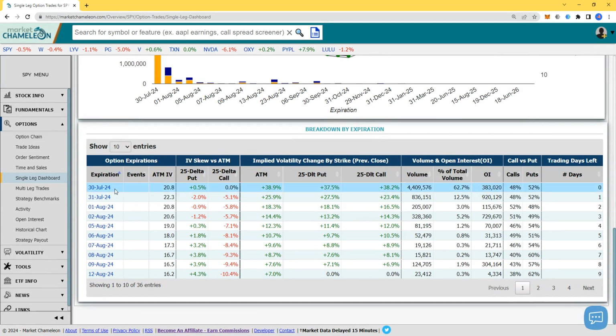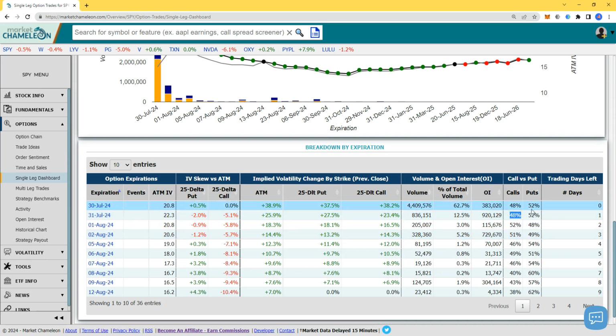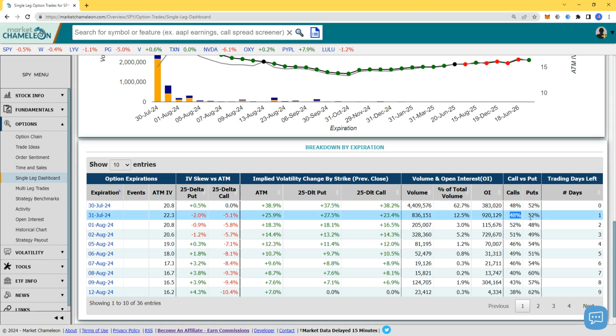Again, the option expiration for July 30, just in here. We got the delta at the money, implied volatility up 39%, 25 delta call. Oof, so much stuff. Volume 4.4 million, percentage of total volume, open interest, call 48%, put 58%. Something to consider. What about tomorrow, July 31st, right here? 48% calls, 52, same thing, so more puts than calls for today and tomorrow.